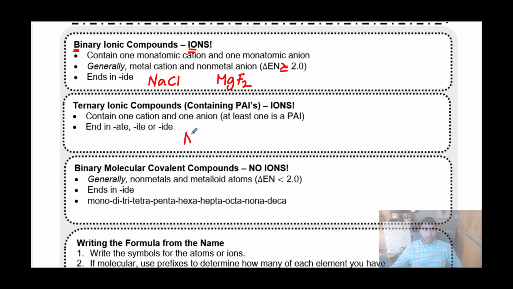So something like sodium nitrate, I still have one cation and one anion, but the anion is polyatomic because it's made up of more than one atom. I could have ammonium chloride, where my cation is the polyatomic ion. Or I could even have something like ammonium hydroxide, where the cation and the anion are each a polyatomic ion.